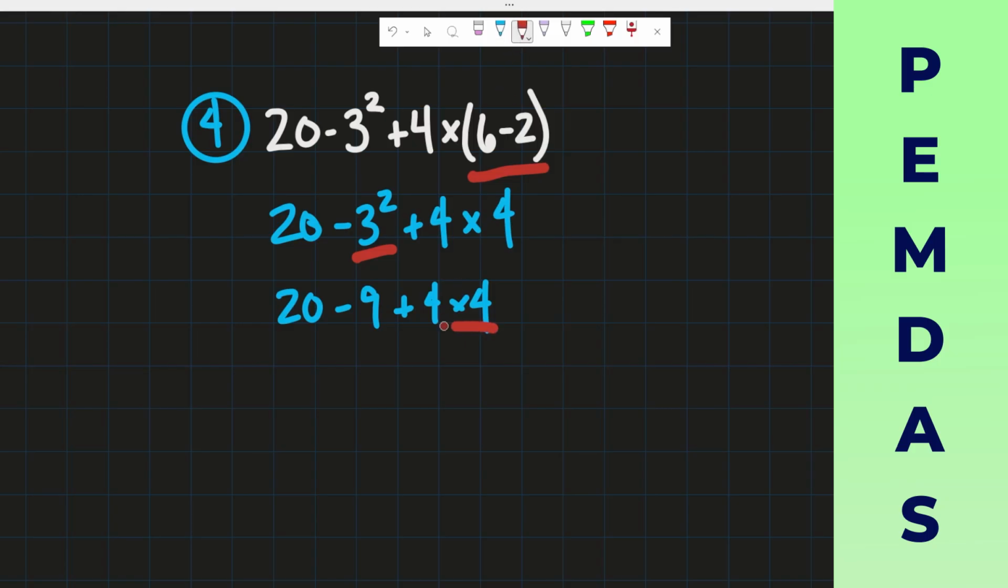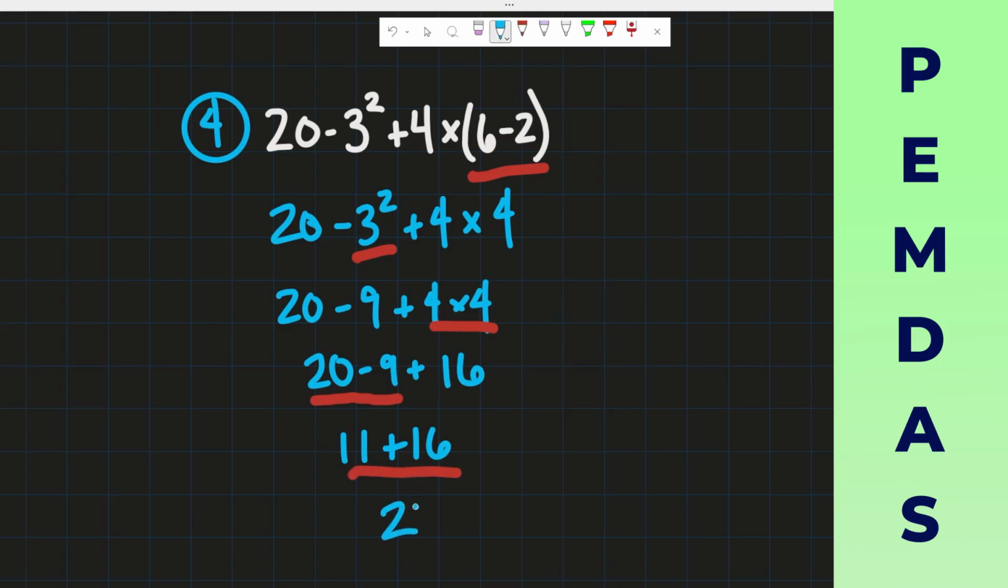We got some multiplication, so we'll do that next. 4 times 4 is 16. So we got 20 minus 9 plus 16. And then we'll keep going. So again, here we go with our subtraction and addition. Even though addition comes first in our PEMDAS acronym, since subtraction comes first in our problem, we're actually going to do that first. So 20 minus 9 is 11. And then we got our final step of addition. So 11 plus 16 equals 27. And we're all done.